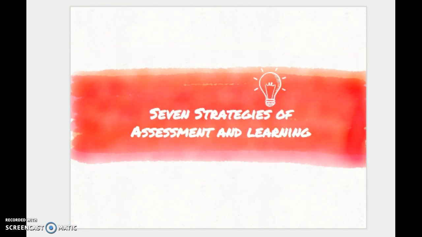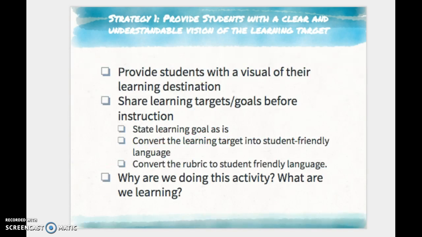I'm thinking about the 7 strategies of assessment and learning, focusing first on strategy number 1, to provide students with a clear and understandable vision of the learning target. This is something that I personally do every day in my classroom. I have a learning target posted for every single lesson that we do, and I provide them in an I can statement. And it has really helped my students, especially since they're younger, really have a true understanding of what it is we're learning and why we are learning it and why it actually matters to their life.